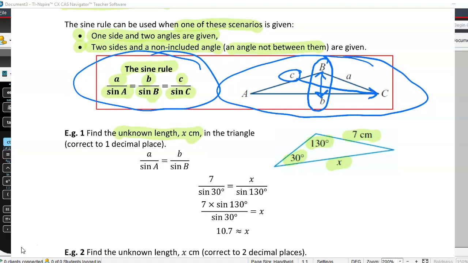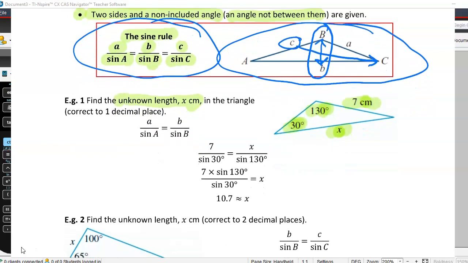So because we've got two angles and one side, I can then figure out a third side. I can use my sine rule. Okay, so just having a think about this, this is our formula.